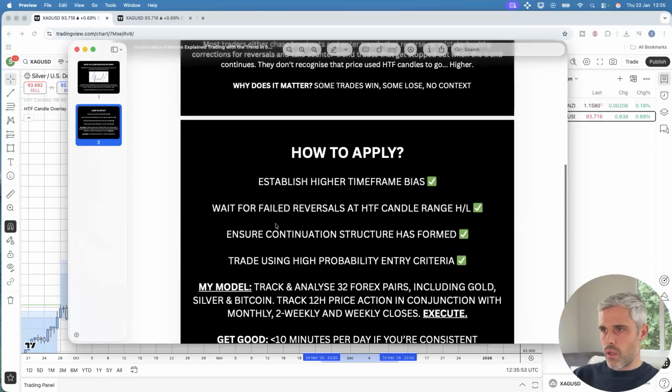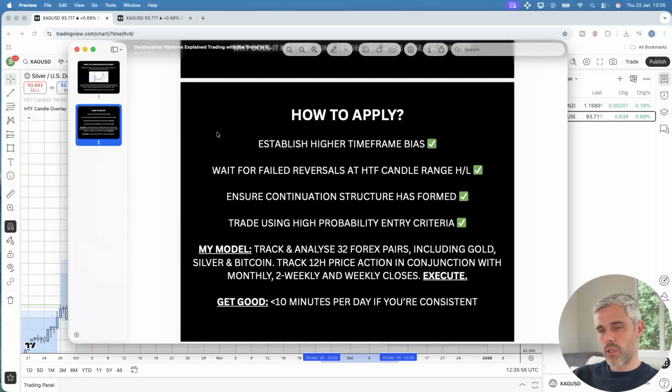So how to apply this? Always establish your higher time frame bias, wait for failed reversals at higher time frame candle range highs and lows. So as we see that initial higher time frame external range liquidity purged, wait for price to retrace and then show you a reason that it wants to continue long. Always enter in line with higher time frame context and look for continuations of higher time frame candles. Ensure continuation structure has formed and trade using high probability entry criteria.